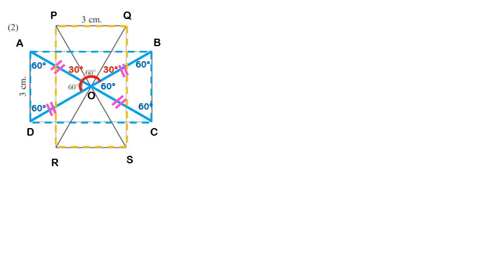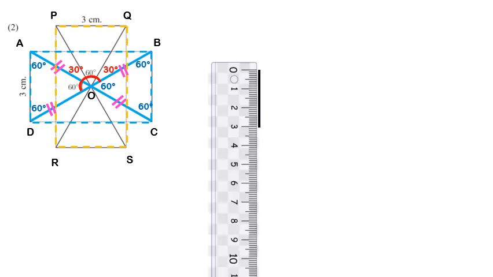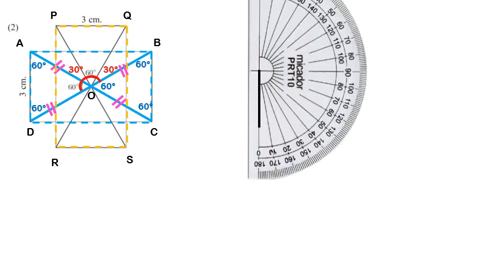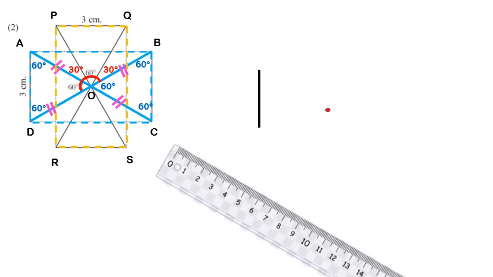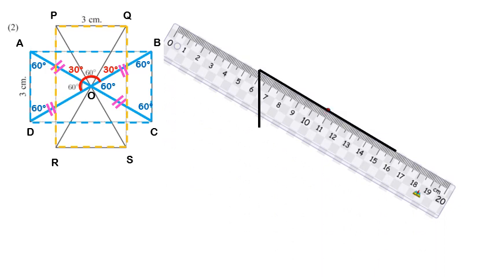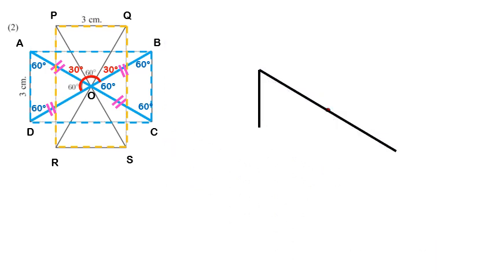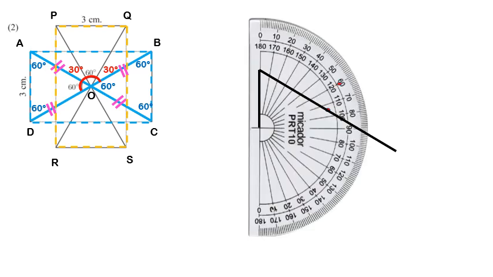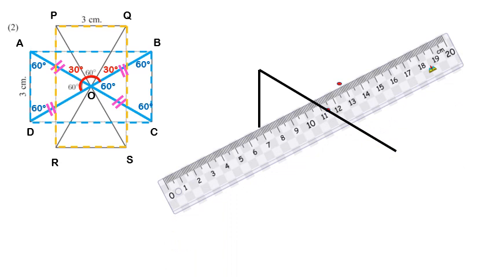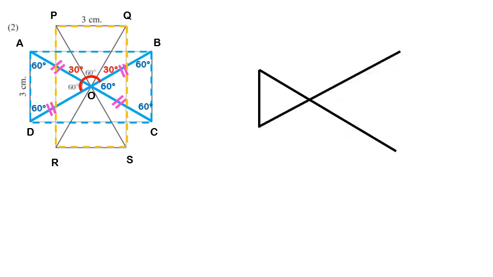Then let's start drawing. First draw a vertical line of 3 centimeters. Then use a protractor and mark 60 degree angle from this end. Then use a ruler and draw a straight line. Then repeat the same from the other end. First mark 60 degree angle, then draw a straight line.